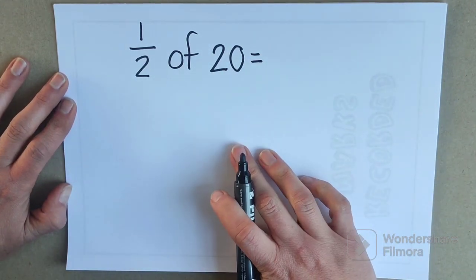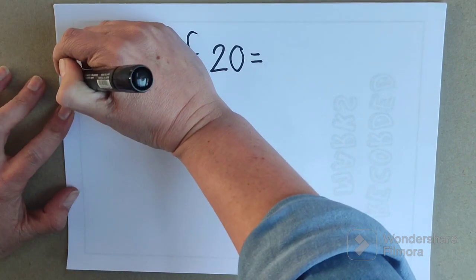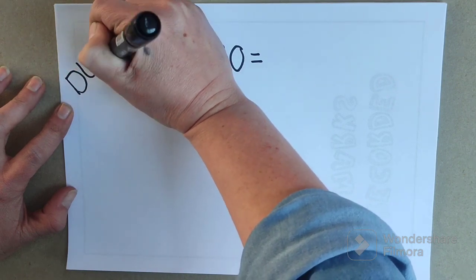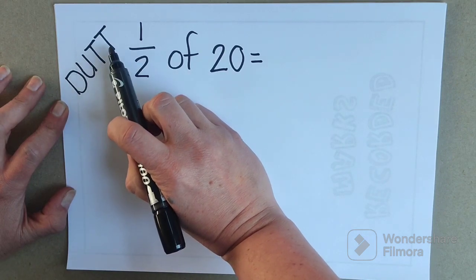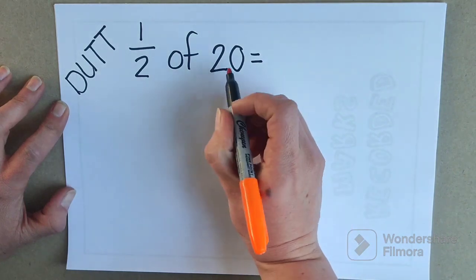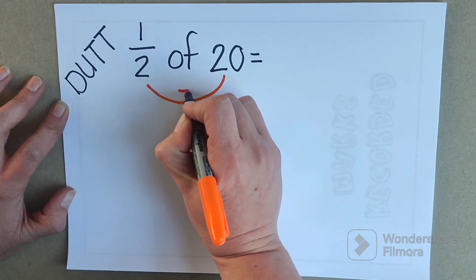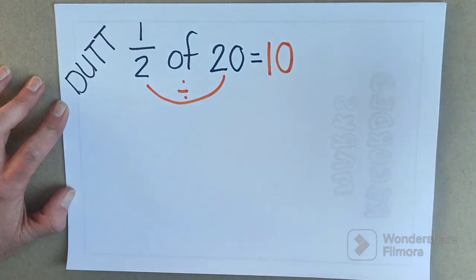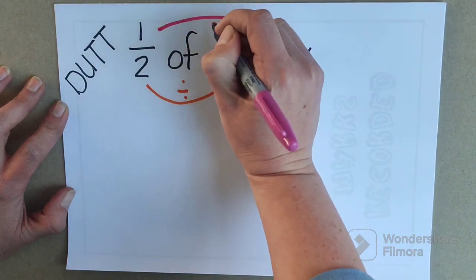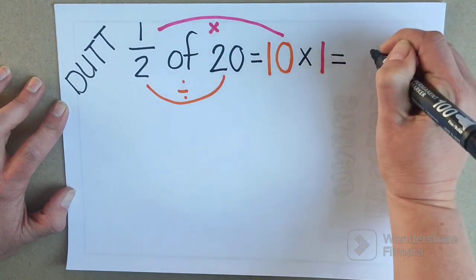Right, so there's a trick to doing fractions of a whole, and it's not a rhyme, but you can remember it as DUTT. D-U-T-T. And what that stands for is divide under times top. So now I do just that. I take my whole number, because it's not a fraction, it's a whole number, and I divide it by the bottom number. So if I say 20 divided by 2, I get 10. And now I'm going to take that 10 and times it by the top number of the fraction, the numerator. So 10 times 1, and 10 times 1 equals 10.